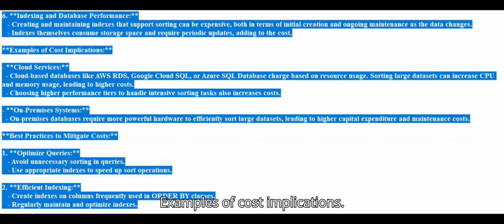Examples of cost implications. Cloud services. Cloud-based databases like AWS RDS, Google Cloud SQL, or Azure SQL Database charge based on resource usage. Sorting large datasets can increase CPU and memory usage, leading to higher costs. Choosing higher performance tiers to handle intensive sorting tasks also increases costs. On-premises systems. On-premises databases require more powerful hardware to efficiently sort large datasets, leading to higher capital expenditure and maintenance costs.